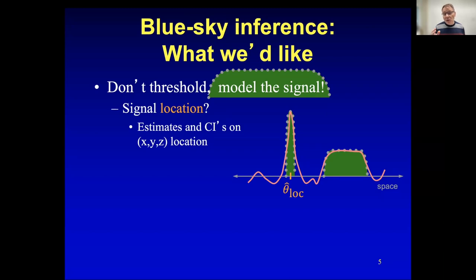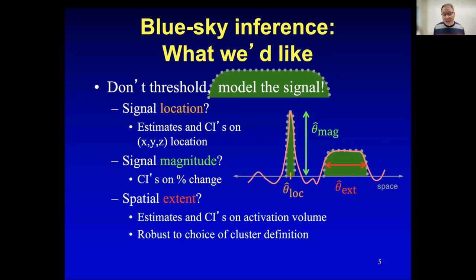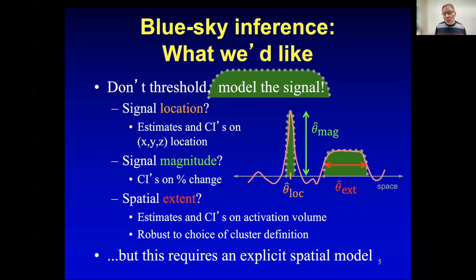So, for example, if we'd like to learn where there is a location of an activation, we'd of course like to get estimates and measures of uncertainty of those locations. We'd like to know what the magnitude is of that activation. And I might want to know what the spatial extent is. In both cases, we'll want confidence intervals, measures of uncertainty, and hopefully defined in some robust way. Well, that's what we'd like, but actually we don't really get much of that at all. This requires an explicit spatial model.